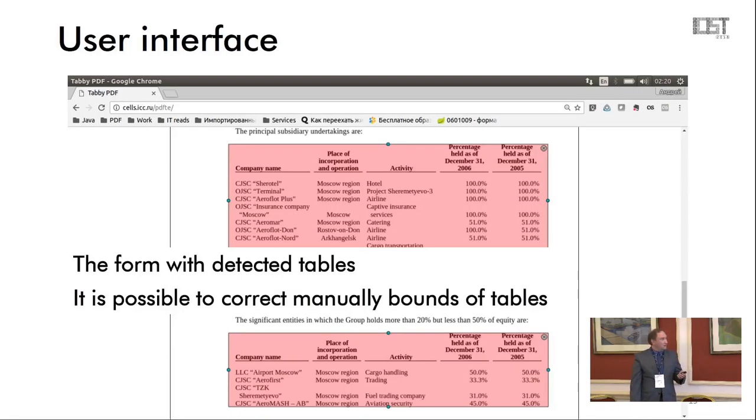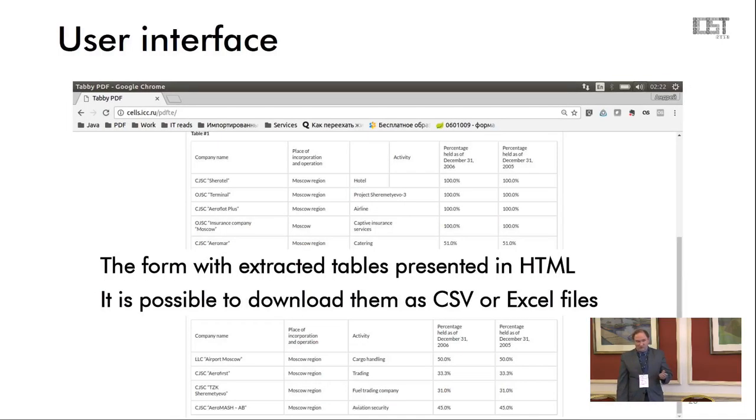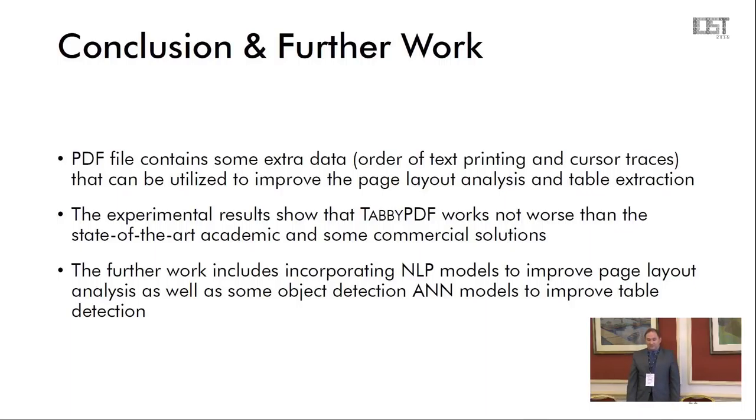And as a demonstration of the approach, a couple of slides. Firstly, we upload a PDF document, and after that the system automatically detects tables in this document, but it is possible for the user to manually correct the bounds of the tables, because it is impossible to automatically extract all kinds of tables. Time to time they are very tricky. And after the automatic recognition, the user can download the result of processing in CSV or Excel files and process them.